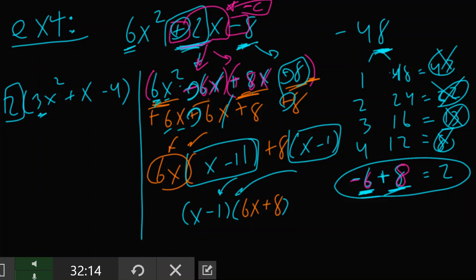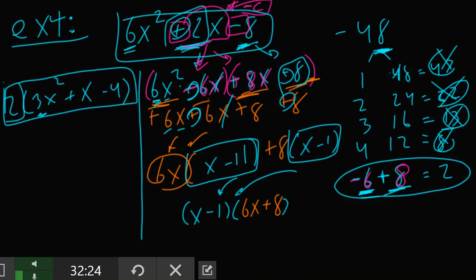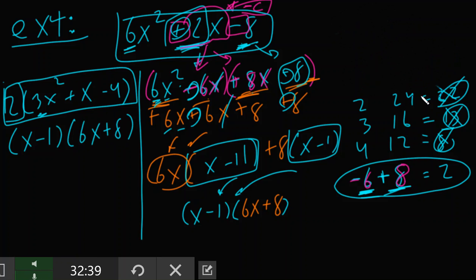Okay, so notice something. When we originally factored this, we said we could pull out a 2. So we could factor this to be 2 parentheses 3x squared plus x minus 4. We could factor it to be x minus 1 parentheses 6x plus 8. And notice something here. Here's the actual problem.